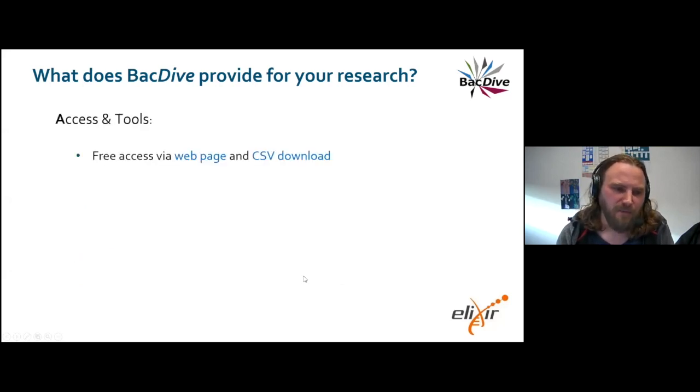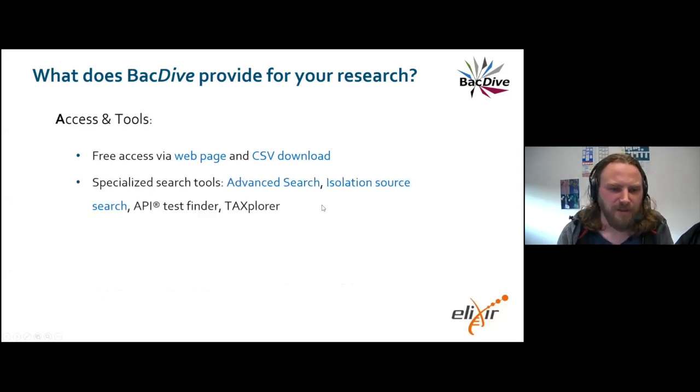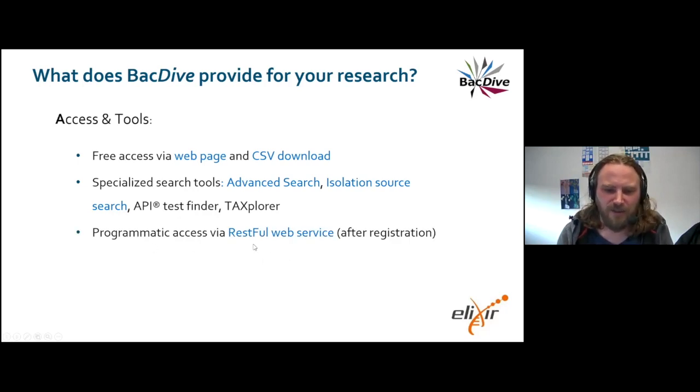So for the access, of course, we have a web page available. This is free access. This is all under the CC BY non-commercial license. We have data as a download, as a CSV download. There are different tools that can be used to search data, and I will show you two of those later on. And we have programmatic access. It means a RESTful web service here, which is also free, but needs a registration. This part is not part of this webinar today. If you're interested in this, come back to us.